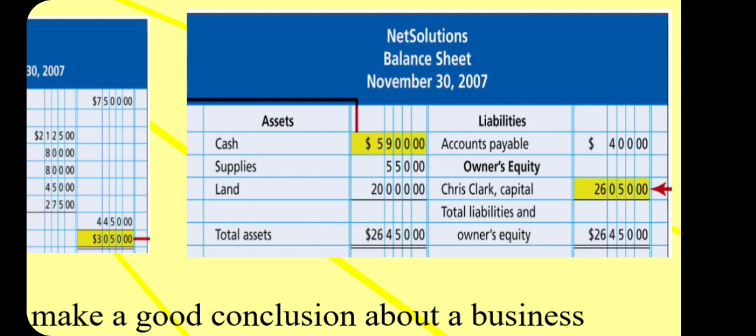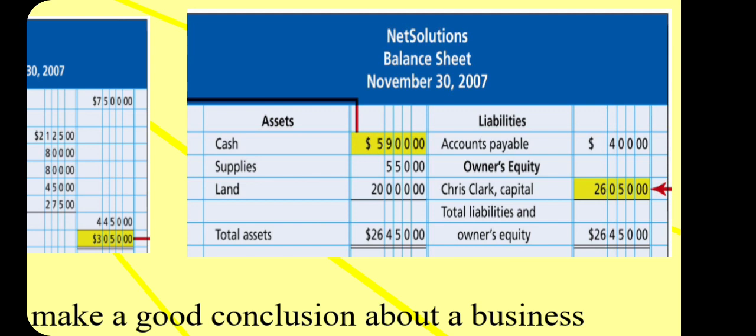If you see in the balance sheet the amount of liabilities is small compared to the amount of assets, then you can say that the business is in a good financial condition. But if you see that in the balance sheet the amount of liabilities is very big, maybe let's say the amount of the liabilities is 70% compared to the assets, then you can say that the business is not in a good financial condition.